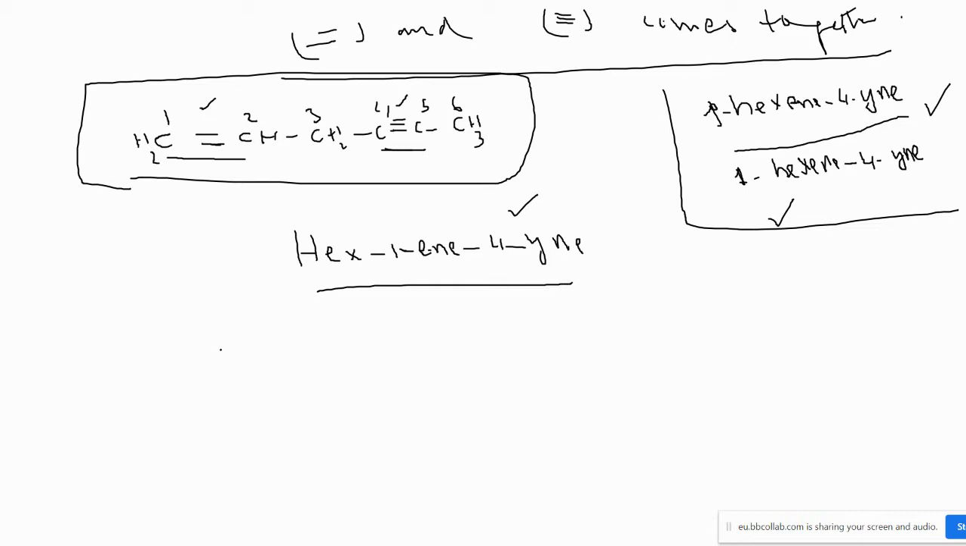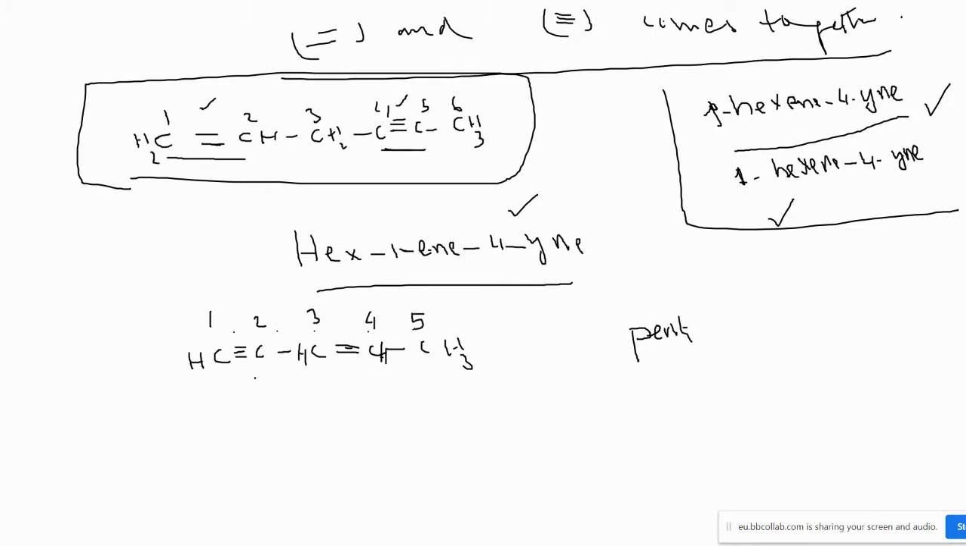Now suppose we have something like this. This one. Okay, how many carbon do we have in this structure? 1, 2, 3, 4, 5. Pent, right, pent. Now, from which side should I start? From left or right? The left side. Why? Because the triple bond comes near.